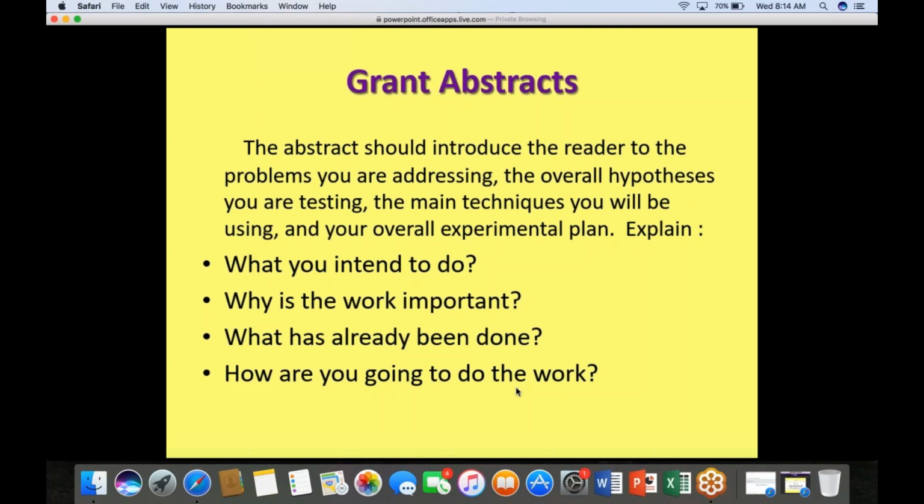Make sure you explain how you're going to do the work. Now, in an abstract, you don't have the room to say 5 millimolar and 20 so-and-sos, but you definitely have room enough to give an idea of the basic techniques that you're going to use in this study.